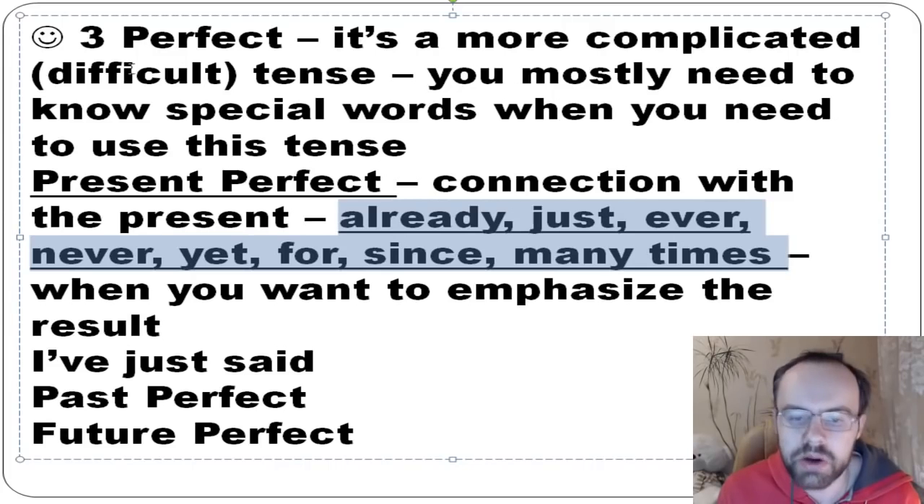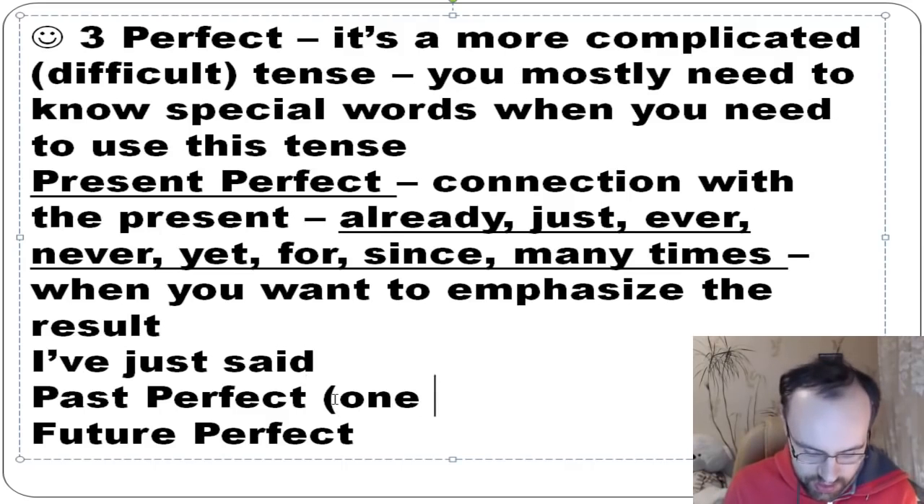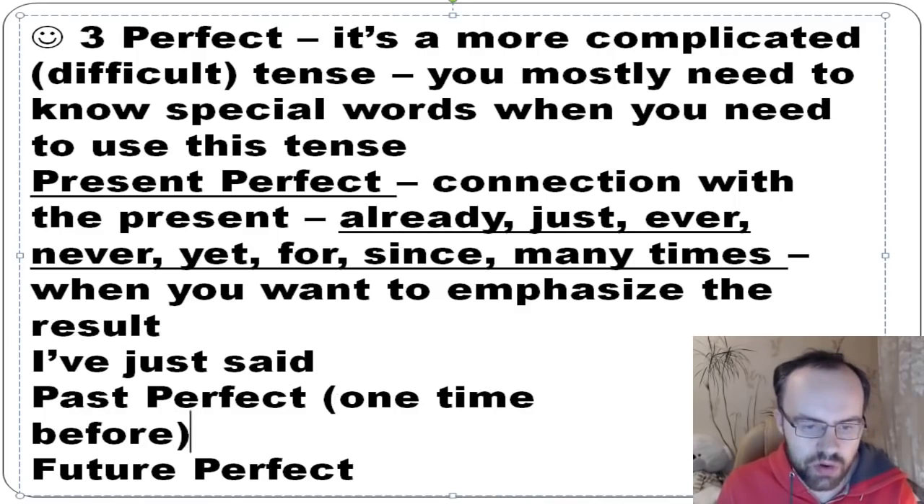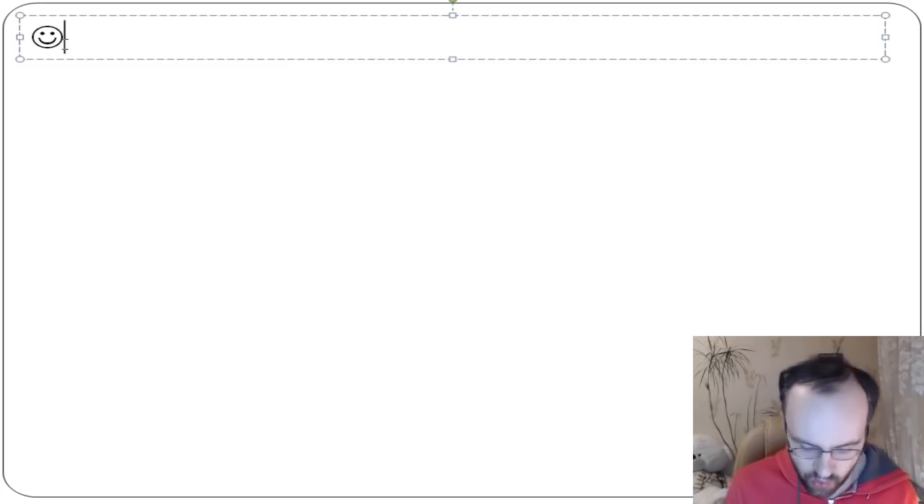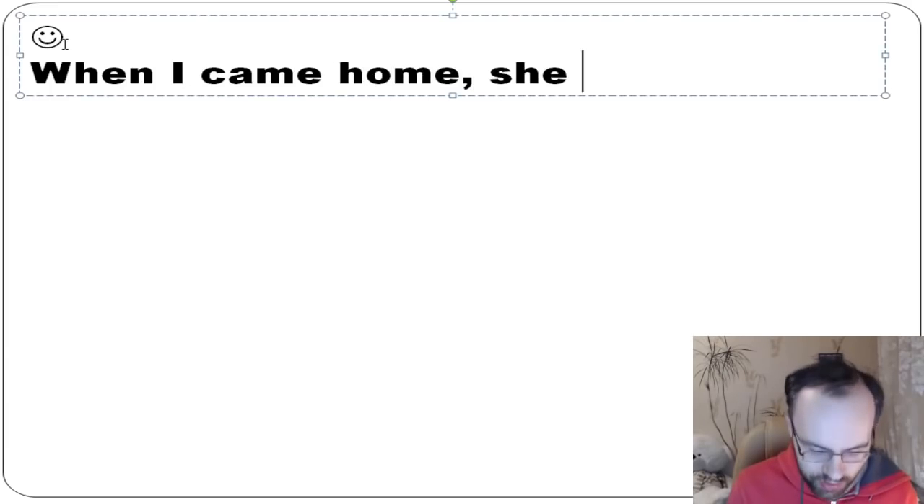And we look at past perfect. We also use it with such words as already. It's a very common word for past perfect. But the idea is that this tense is one time before. For example, so yeah, we need more space. So when I came home, she had already left.